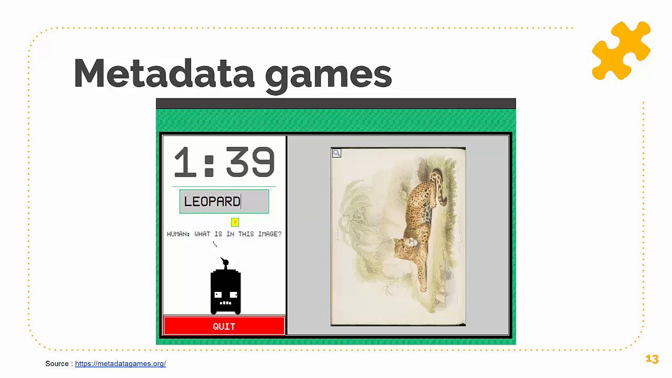I especially like this one, the Stupid Robot game, where a tiny robot needs to know what is in the photos. So you create metadata keywords so that the robot can learn. In doing so, you are participating in creating metadata for cultural institutions and helping others find them.